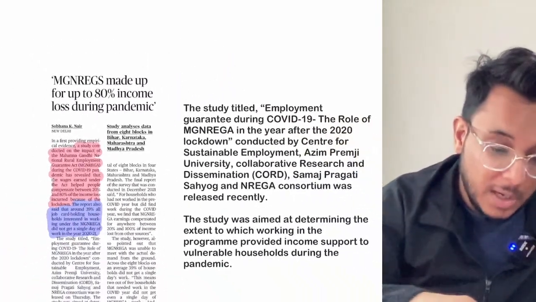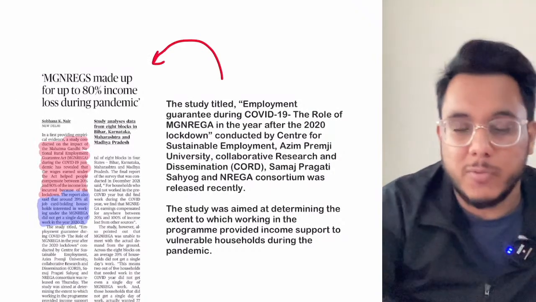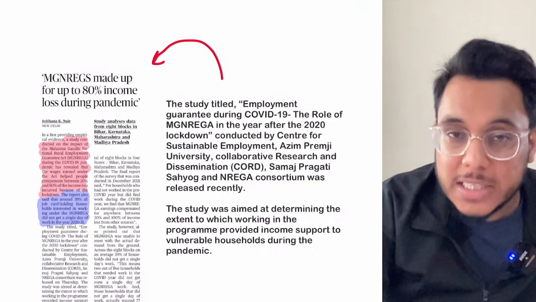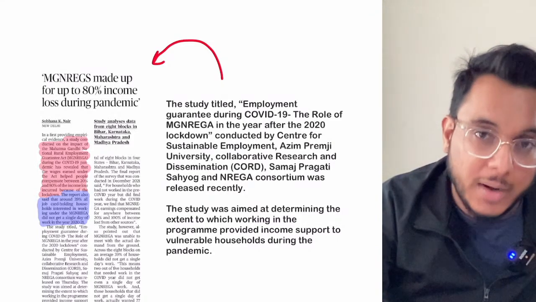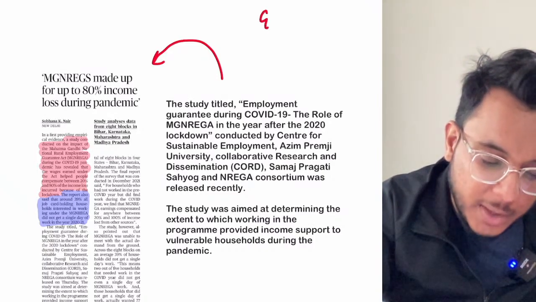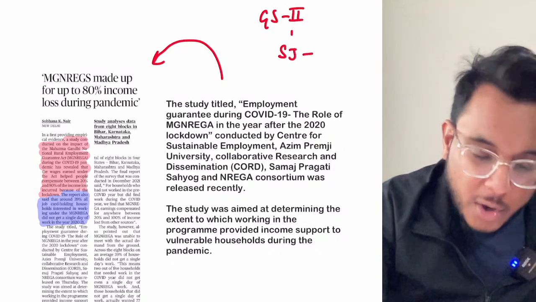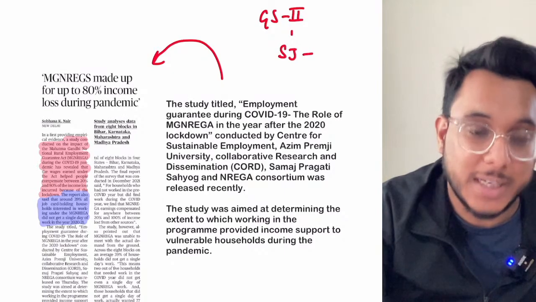Okay. Now, this particular article talks about a recent report that has been released, which talks about how MGNREGA has helped the agricultural laborers, rural laborers in the times of the pandemic. And therefore, this particular article will be important for GS paper number 2, social justice, or the government schemes for the welfare of the vulnerable sections.